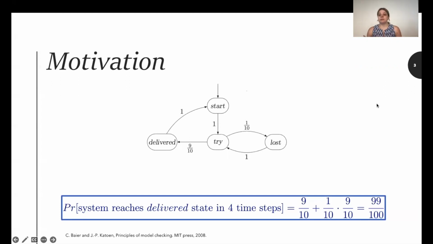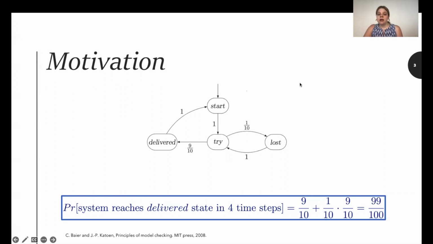We can give an example of this sort of thing with this simple communication protocol. This is a 4-state discrete time Markov chain where you have the start, try, lost, and delivered states. And the weights on the edges between nodes in the graph represent the probabilities of those transitions occurring.